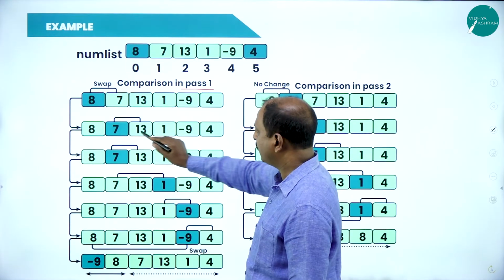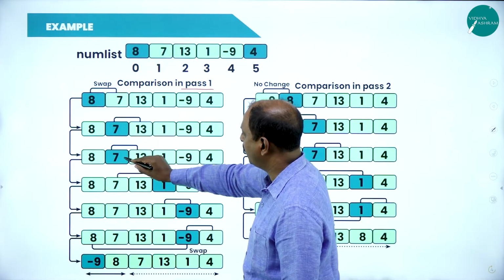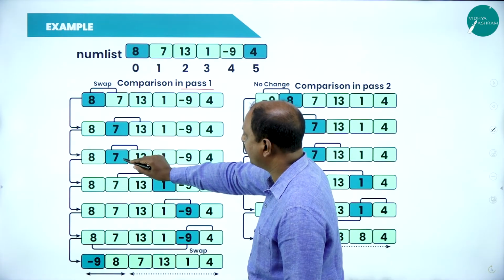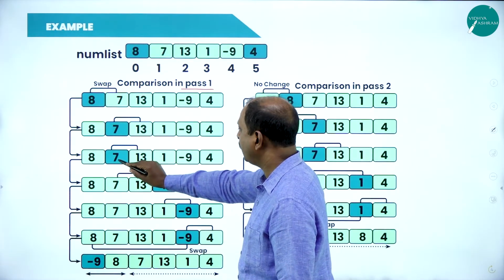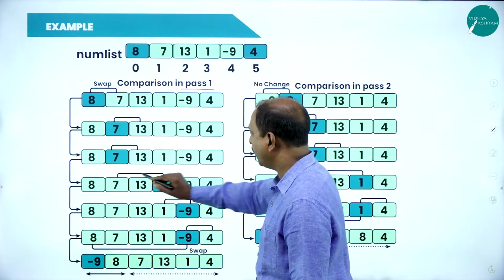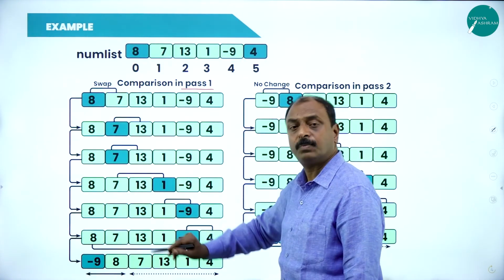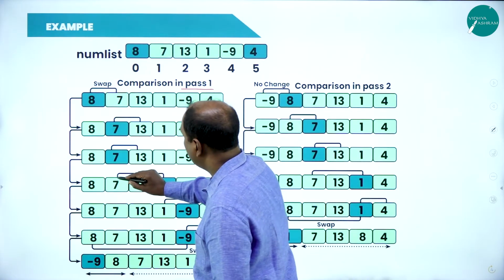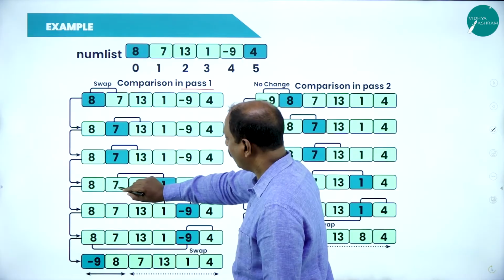Here 7 and 13, 7 is the smallest. So in the next step, we are keeping the element 7 as the smallest element. Again we are comparing this 7 and 1. Next element is 1 here. 7 and 1 here. 1 is less than 7. 1 is the smallest element. So we are making the 1 as smallest element, not 7.